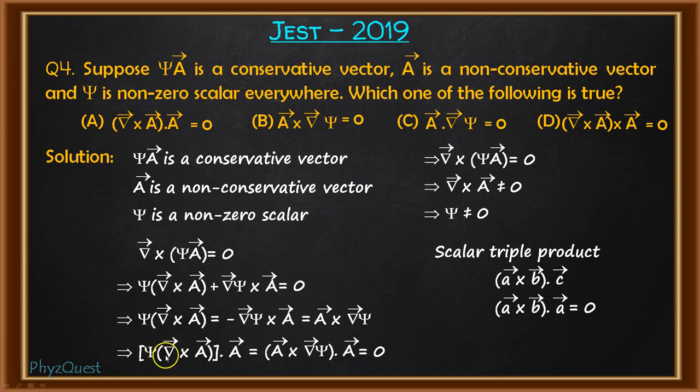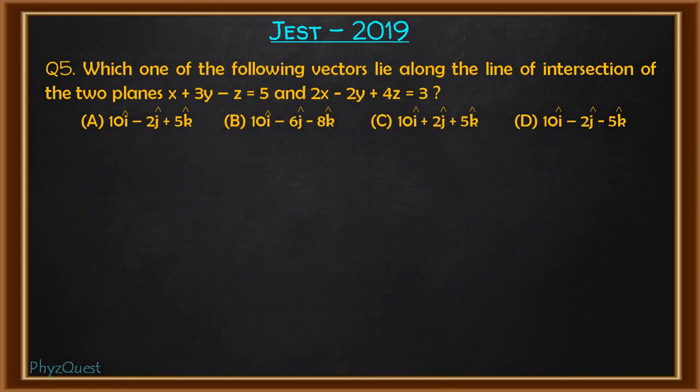Now if we look at the left hand side, psi del cross A dot A is equal to 0. Now psi is not equal to 0, which is already given. That implies del cross A dot A is equal to 0. So if you check the options, you can see option A is matching with our result. So the correct option is option A. Now let's move ahead to the next problem.